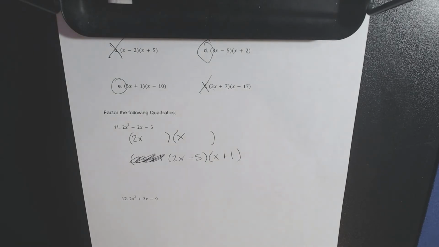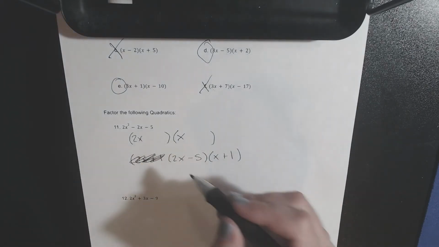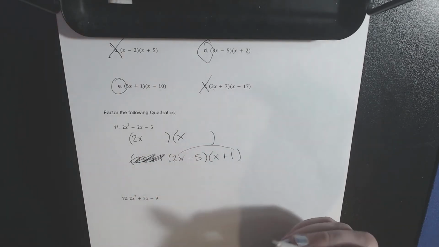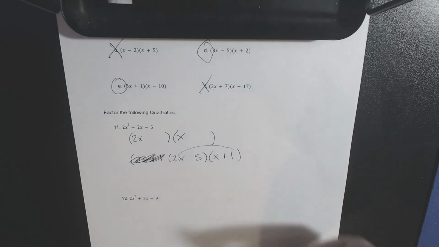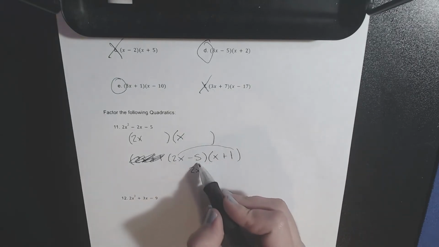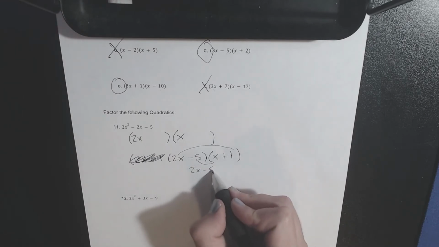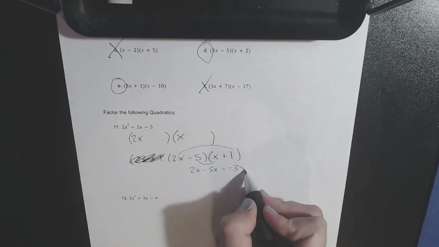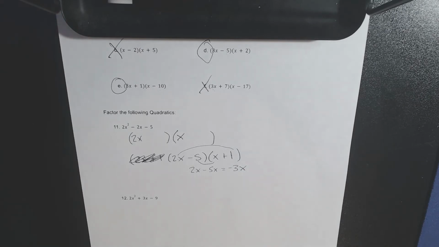Now, the real trick here is to check, are we going to get the right number of x's when we multiply this out? So we already know we get the right number of x squared, so let's just look at how many x's we get. So 2x times 1 gives us 2x, and then negative 5 times x is negative 5x. That gives us negative 3x. So that's not quite right, right? We wanted negative 2x, not negative 3x. So that's not quite right there.